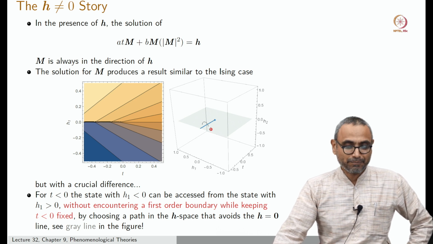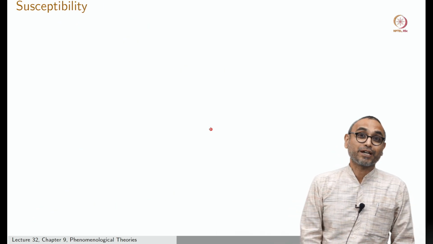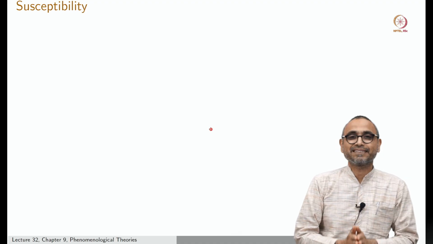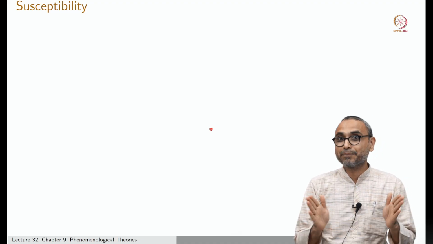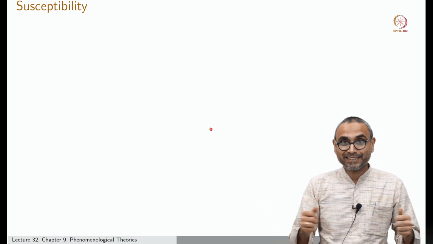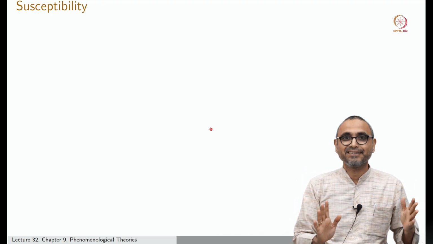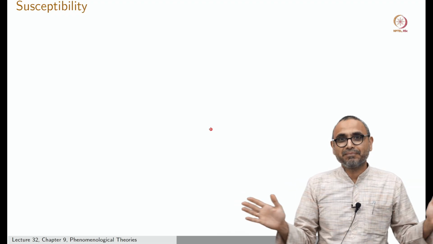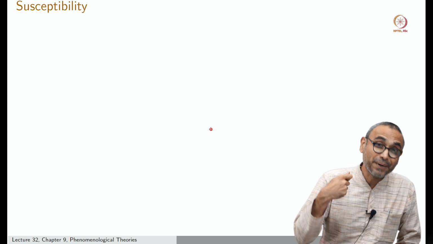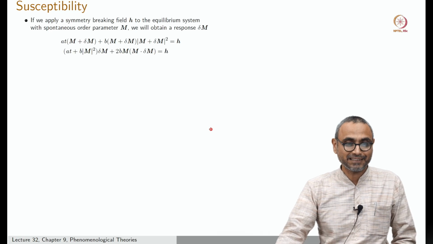Okay, let's explore a bit more. Can we extract other critical exponents? We can now look at the susceptibility. Remember, when we talk about susceptibility, the equilibrium state of the system has no external field. If it has broken symmetry spontaneously, it has picked some direction, and there is some state that is there. You then apply a magnetic field as a perturbation on that state to see what the response is. This is how susceptibility is usually defined and calculated.